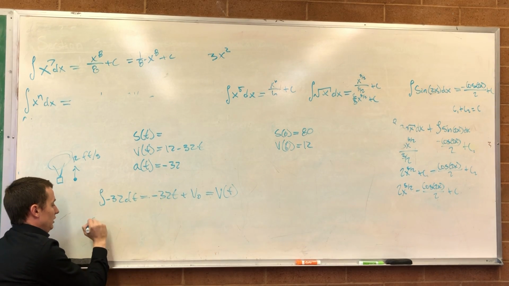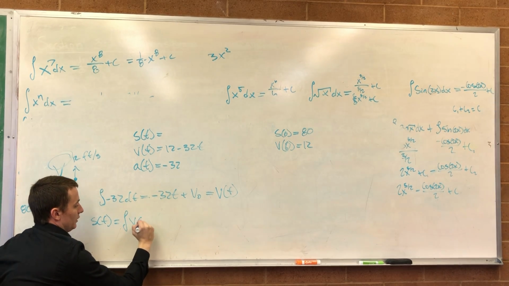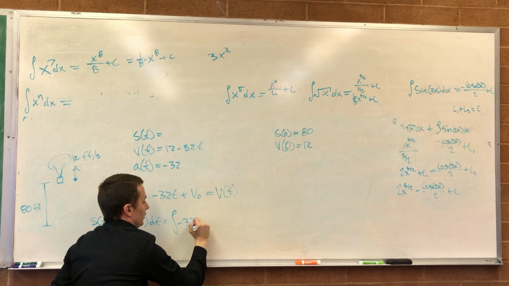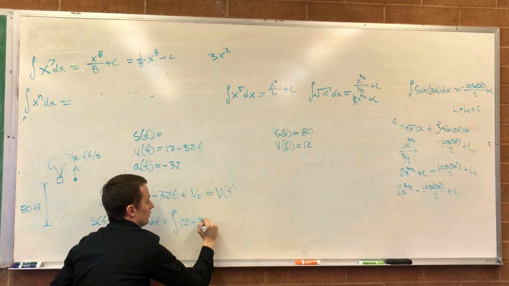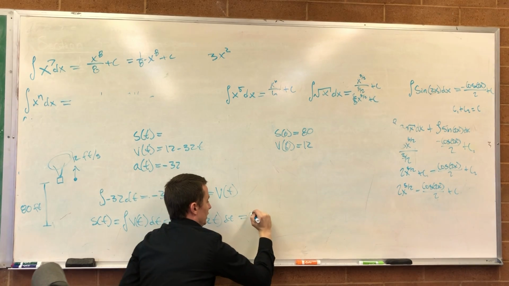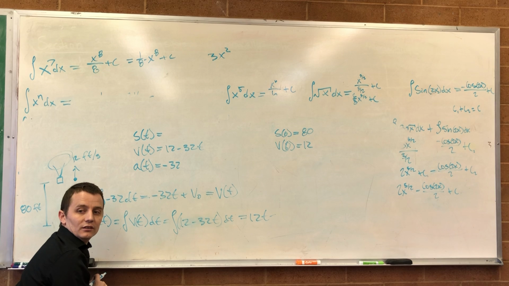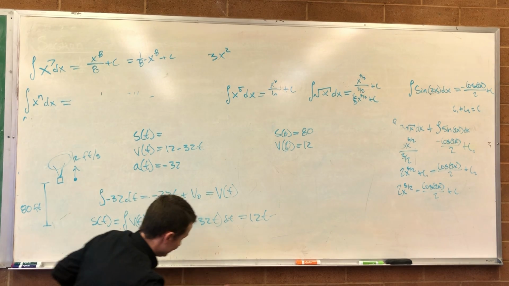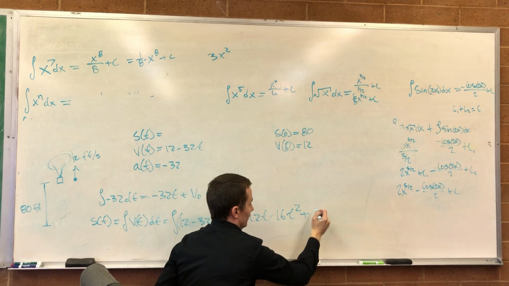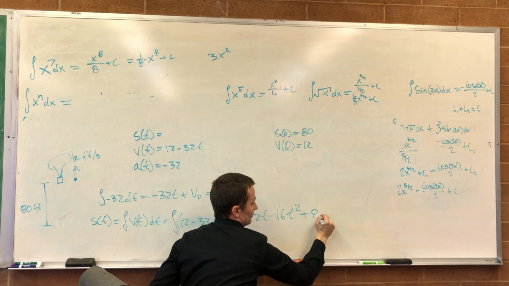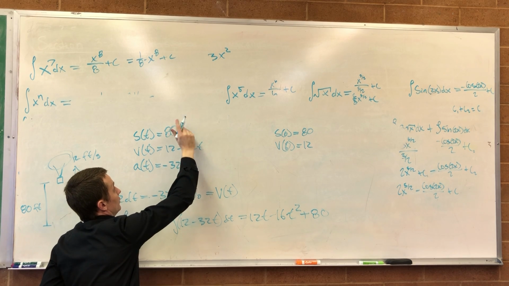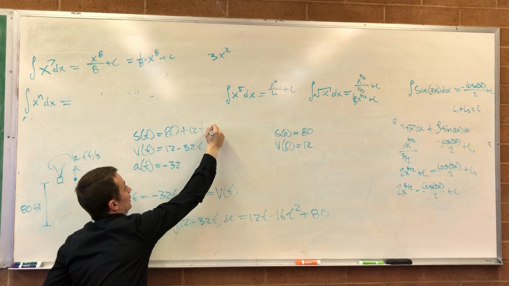Okay. So we know that s of t is equal to the integral of v of t with respect to t, which is equal to the integral of 12 minus 32t with respect to t, right? Which is equal to what? 12t minus 16t squared, plus our constant. Our constant s naught, which in our case we know is going to be 80. Okay, so s of t is equal to 80 plus 12t minus 16t squared.